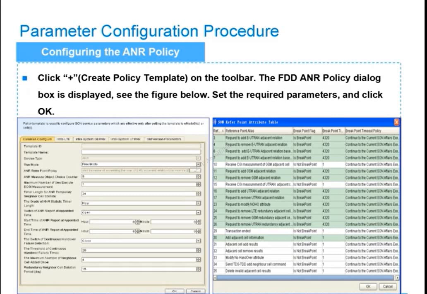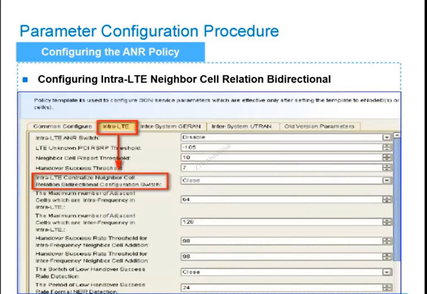So we find different unknown cells and we detect the ECGI. How many neighbor cells can we add at once? This is the maximum number. If the number exceeds this value, it will delete some neighbor relations with a lower handover success number. So these are the basic parameters. After the common configuration, if we configure intra-LTE, we will configure the intra-LTE parameters.